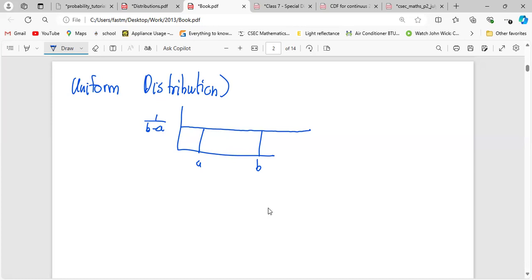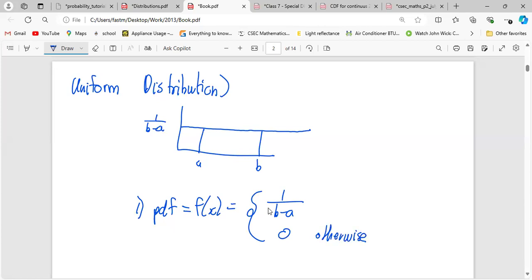All right, so the thing to remember in this one is the PDF. The PDF is piecewise. So f of x is 1 on b minus a, and 0 otherwise.